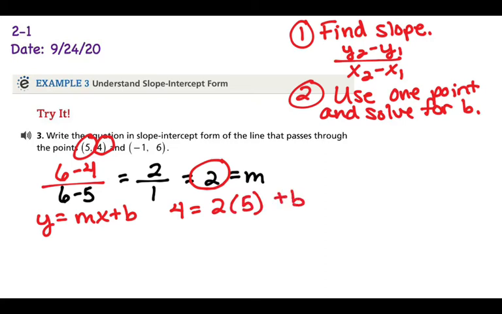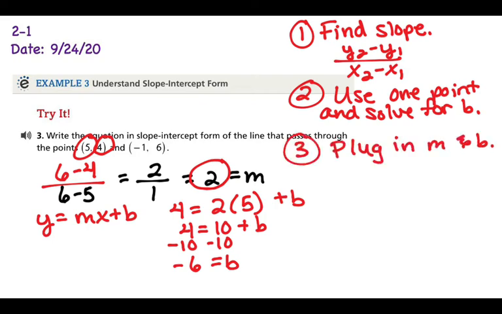And then we're looking for b. So now you do 2 times 5, which is 10. Subtract 10 on both sides, and you get -6 equals b. So now we're just going to take those two values, our 2 and our -6, and plug them in where they go in slope-intercept form.